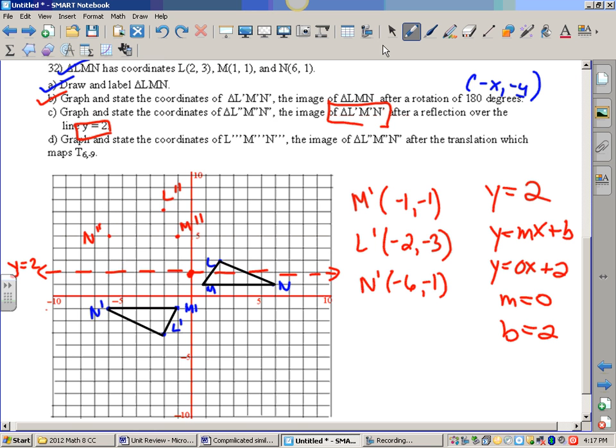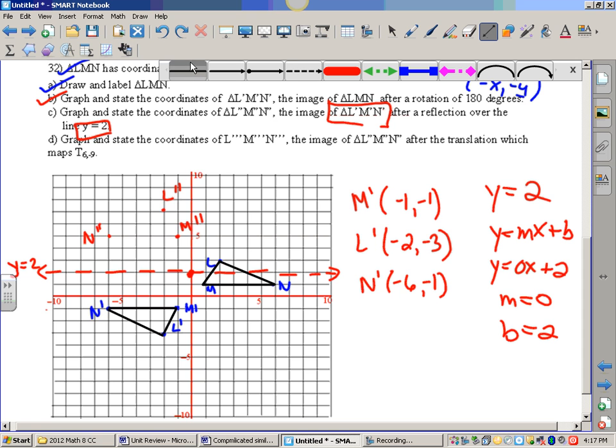There's your reflection. Remember that a reflection is a flip. It means that if you were to fold your paper on that dotted line, and this was in paint, you should get this exact image. A reflection is a flip. You flipped it over.